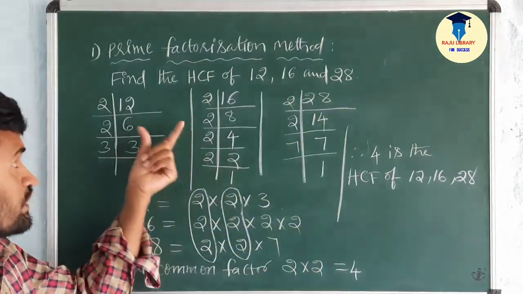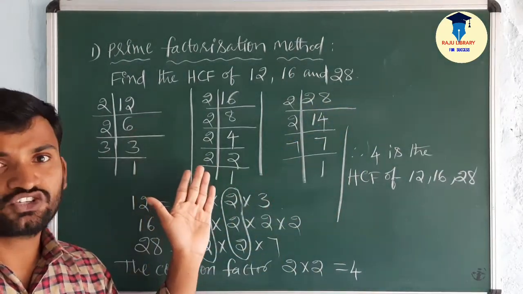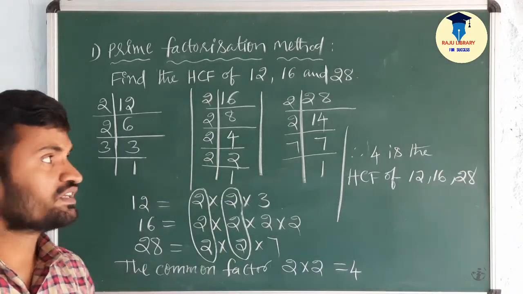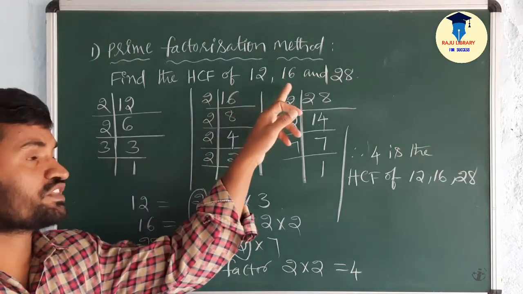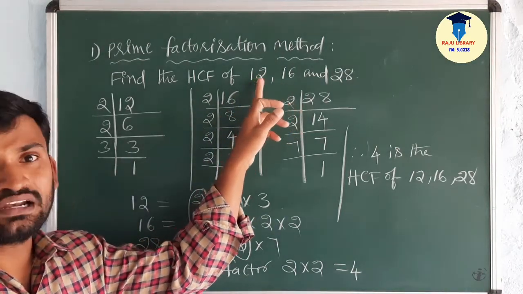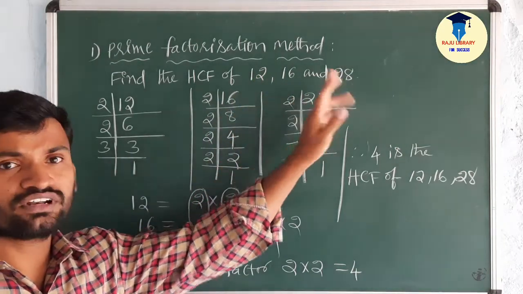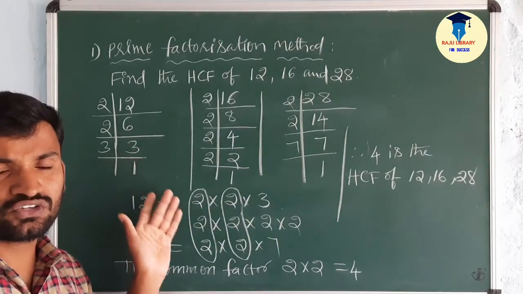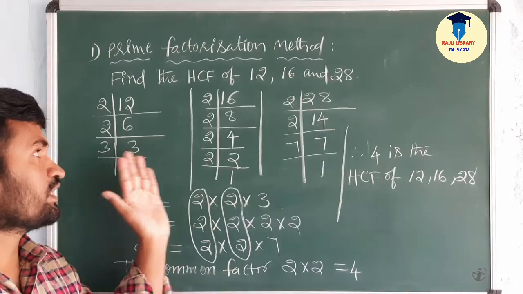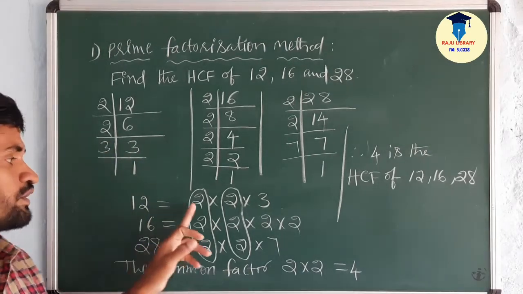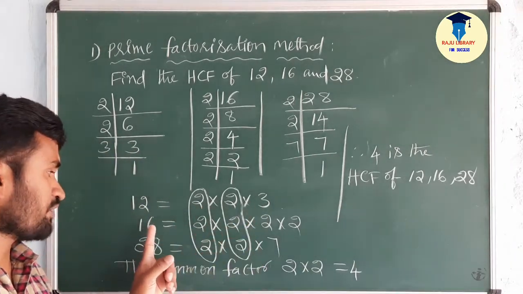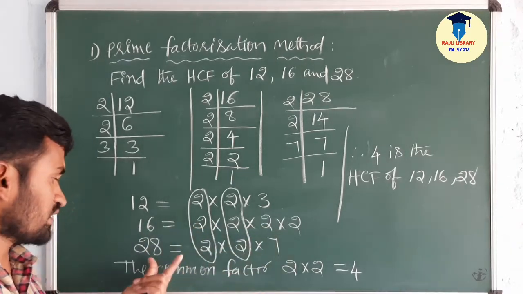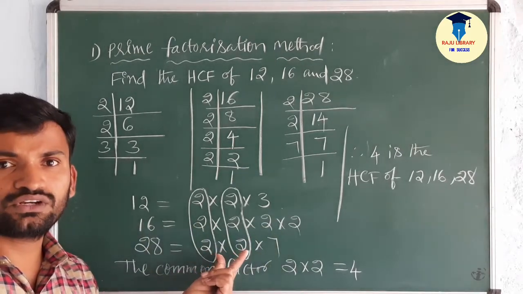Okay, so using prime factorization we can find the HCF of any numbers. See here, first of all they gave 3 numbers. One is 12, the second is 16, the third is 28. For every given number I write the prime factorization using the division method. Prime factors of 12 are 2 into 2 into 3. Prime factorization of 16 is 2 into 2 into 2 into 2. Next 28 prime factorization is 2 into 2 into 7.